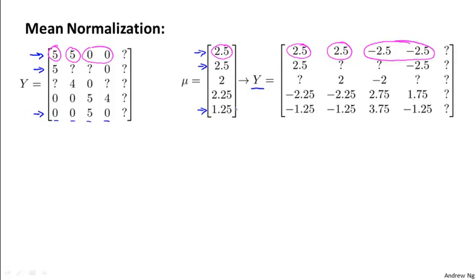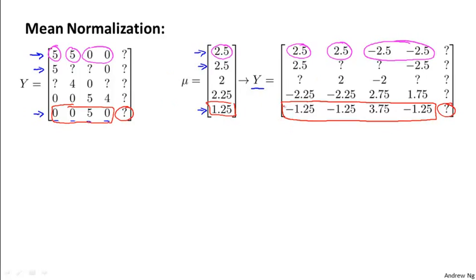So what I'm doing is I'm just normalizing each movie to have an average rating of 0. And so just one last example, if you look at this last row, the 0 0 5 0, I'm going to subtract 1.25, and so I end up with these values over here. Of course the question marks stay a question mark. And so each movie in this new matrix Y has an average rating of 0.